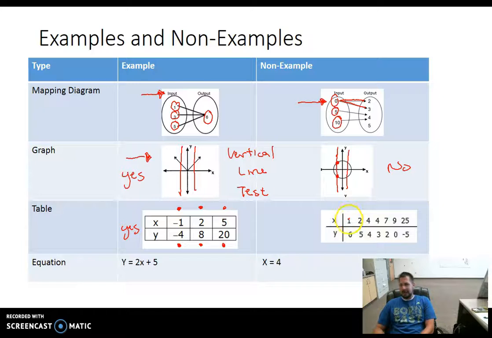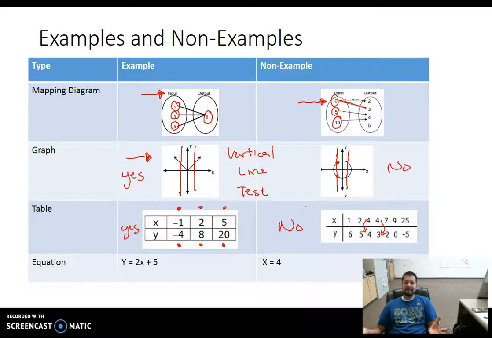Whereas over here, you'll notice I've got 1 is mapped to 6, that's what the table is saying, 2 is mapped to 5, and then 4 gets assigned to 4 and to 3. Now again, that's not to say that that can't happen, because that can happen in certain mathematical situations. It's just in this case, because we're looking to see whether or not this is a function, we say no.